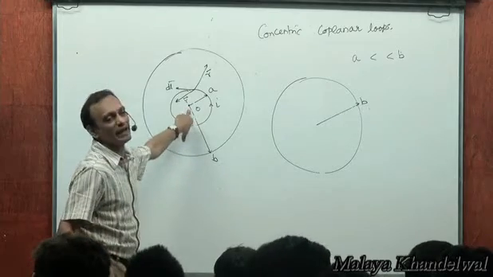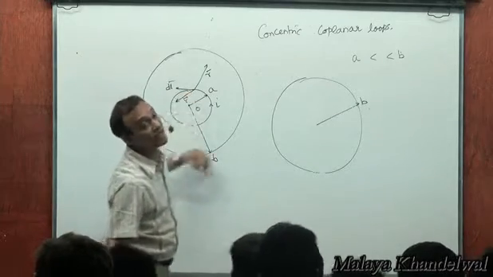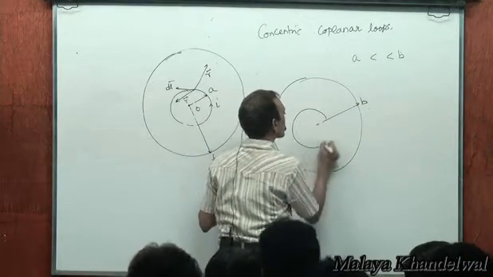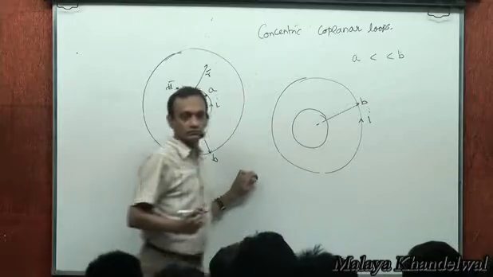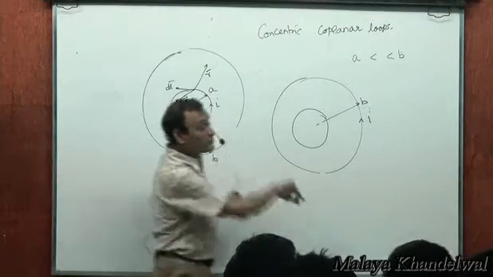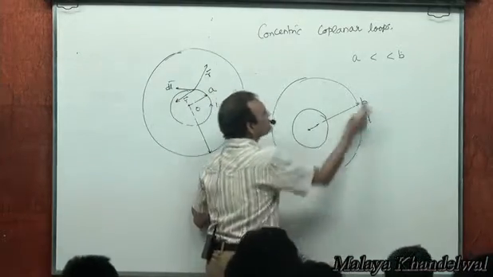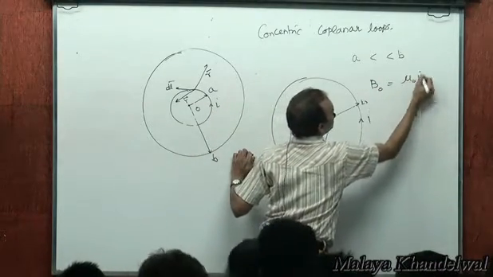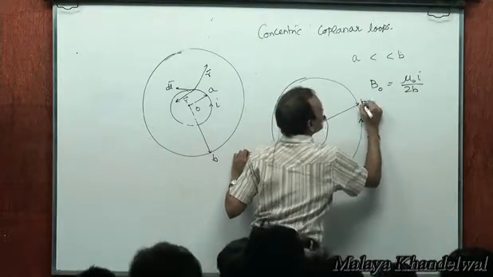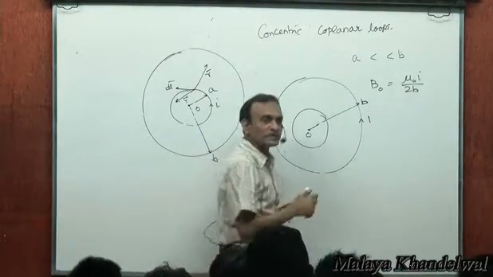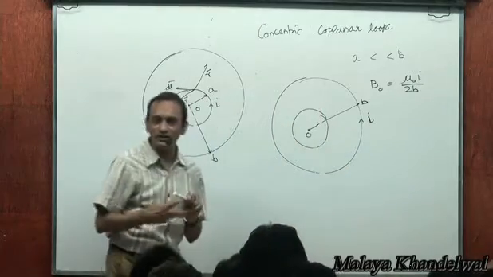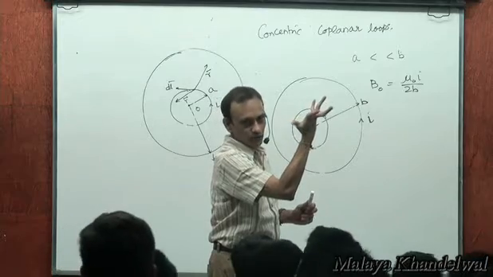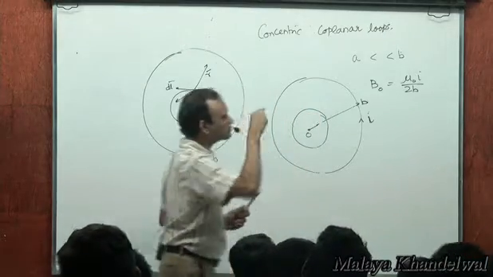So this doesn't seem like a practical thing to do, driving a current in this and calculating the flux through this. What we do, in contrast, is drive a current through the bigger one. Now if I drive a current through the bigger one, then this current carrying loop at the center produces a magnetic field which is mu naught I by 2b. You know this result, the magnetic field at the center of a circular loop. And this field is coming out of the plane of the board.